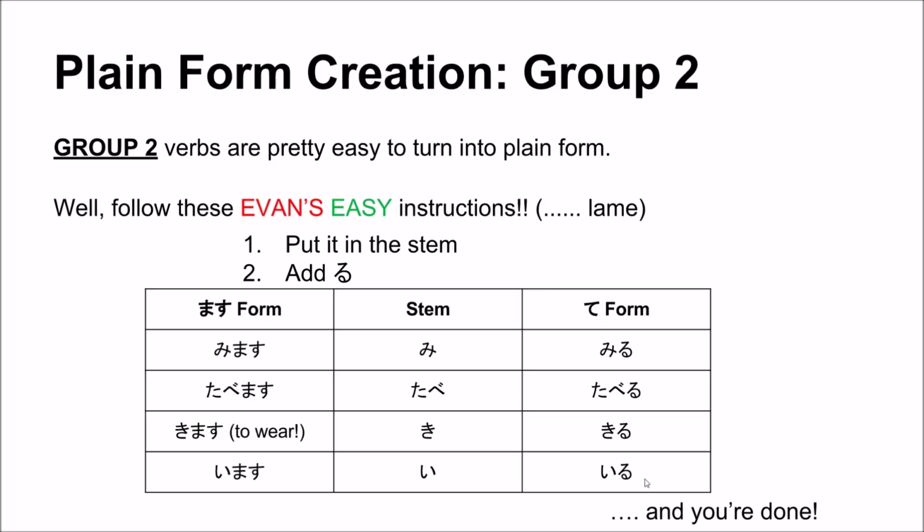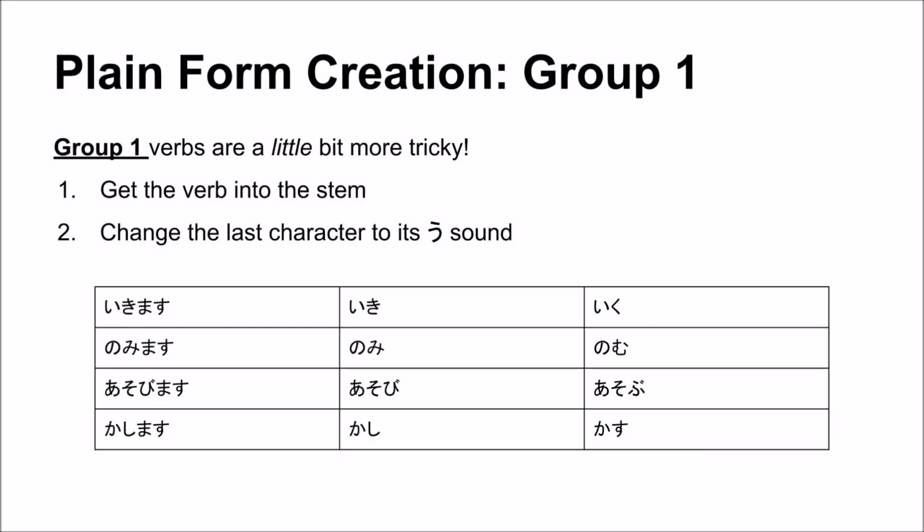Group 2 are beautiful. They're so easy to use. They're so easy to conjugate. Oh, it's so lovely. Oh, I love them so much. Group 1's a little bit trickier, but they're not that bad. Whatever. They ain't so bad. They think they're tough, but they ain't.